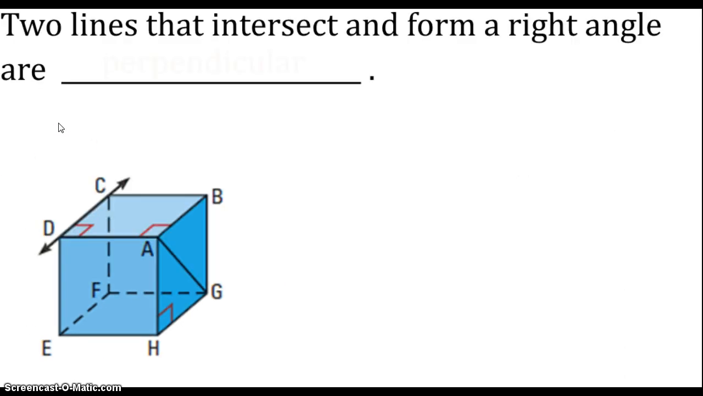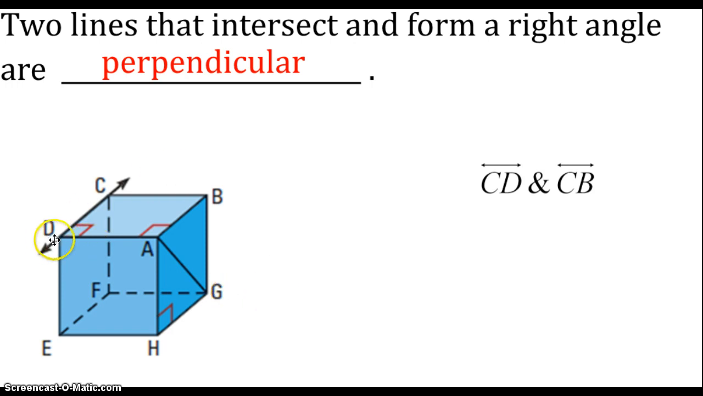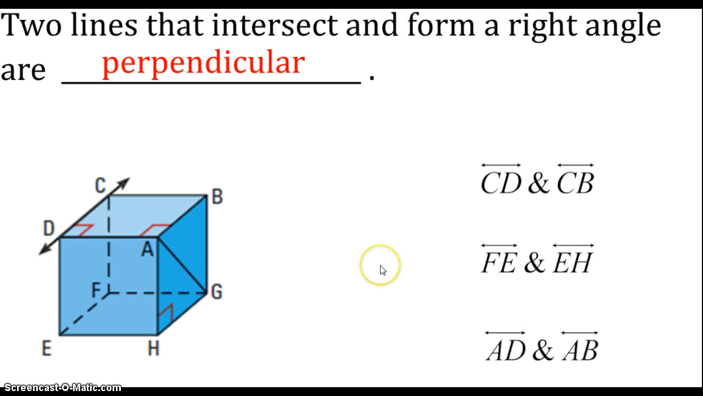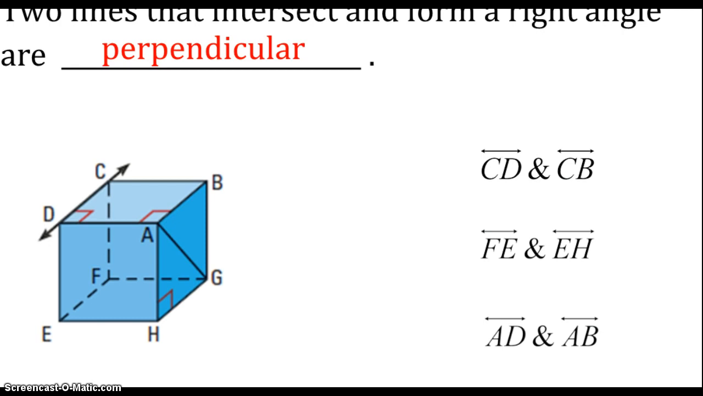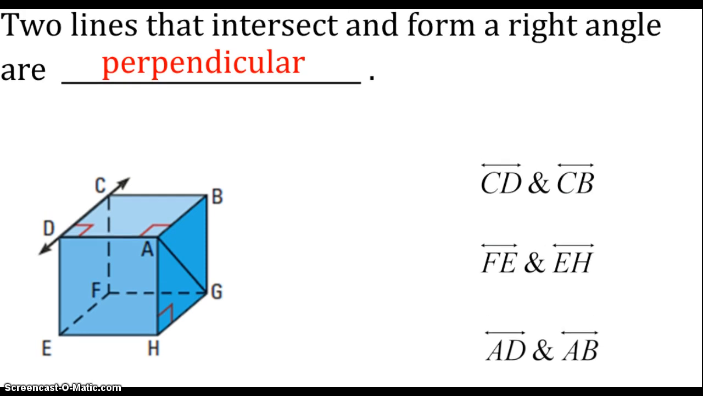The last type of line we're going to talk about today is perpendicular. Two lines are said to be perpendicular if they intersect and form a right angle. Here you can see this box. This is going to be a box, so everything's a right angle. So anywhere these two meet, for example, CD and CB in the corner are 90 degrees. FE down here and EH in the corner, and then lastly AD and AB. So they are the three lines you need to know: parallel, perpendicular, and skew.